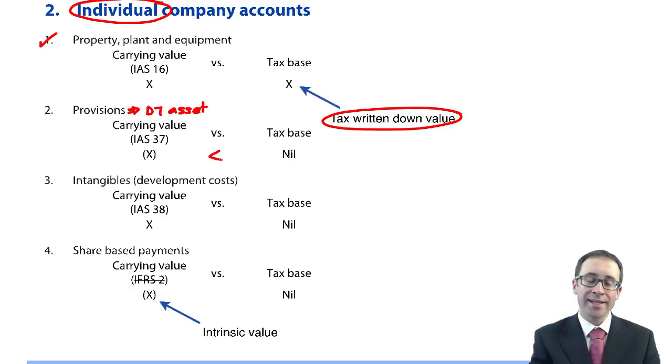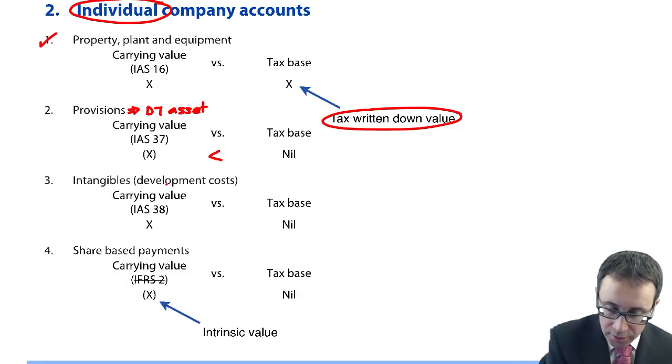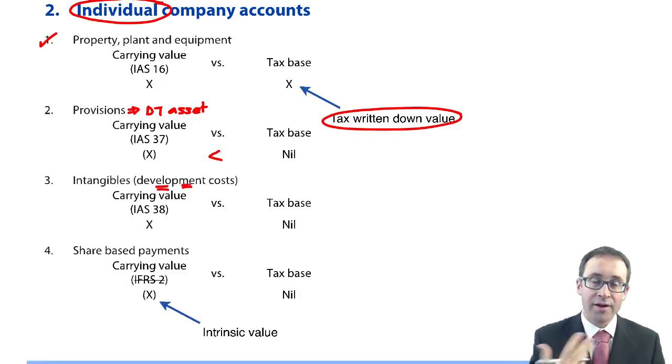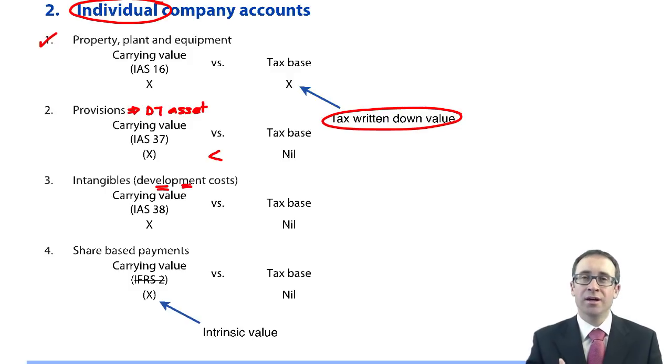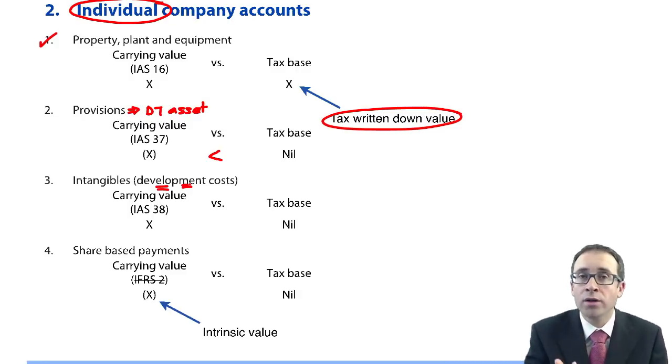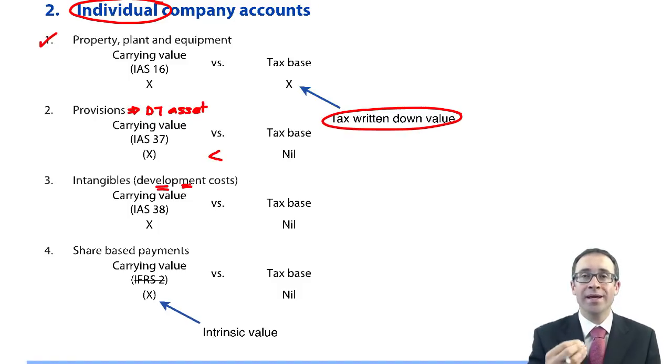Okay, excellent. Intangibles, essentially intangibles focus on development costs. Research gets expensed, and the tax authorities allow that research as an expense in the year that it's incurred. So there's no difference whatsoever there. There will be a difference with regards to development costs, because again, the tax authorities allow development costs as a tax allowable deduction as they are incurred, because they want to encourage research and development, don't they? So the tax base is always nil.